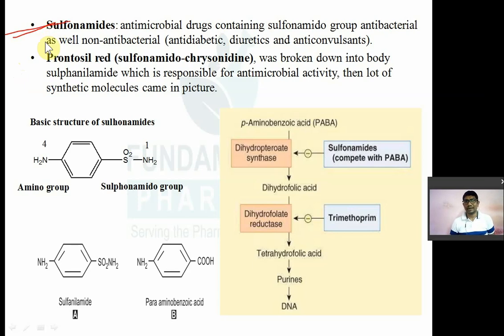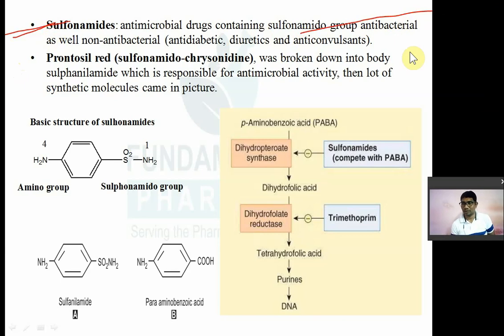So these are again antimicrobial drugs containing two functional groups. First one is nothing but the sulfamido group, and second one is the amino group. So these are again antibacterial drugs. They were developed in the 1930s and they are a true antibacterial drug. उसके पहले antibacterial drug ऐसे थे ही नहीं.